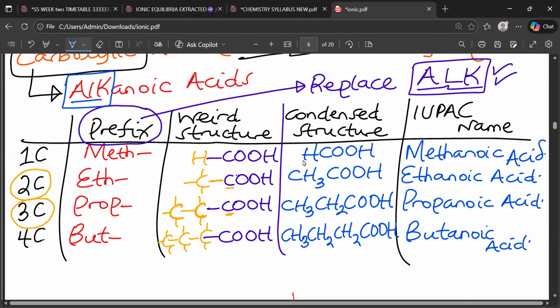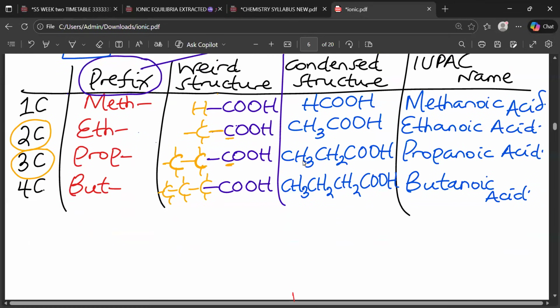So in your free time, you complete the table. And I want you to go up to carbon number 6. So 5 and 6, this one is your assignment. It is not research because you just replace. You put penta and hexa. You draw the structure, you condense your name.